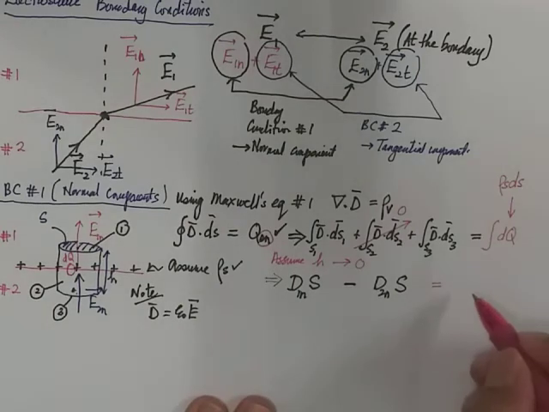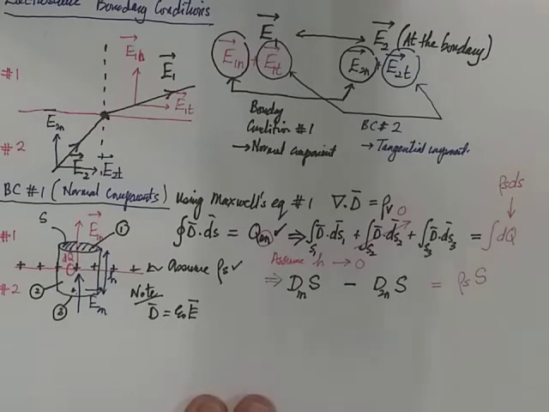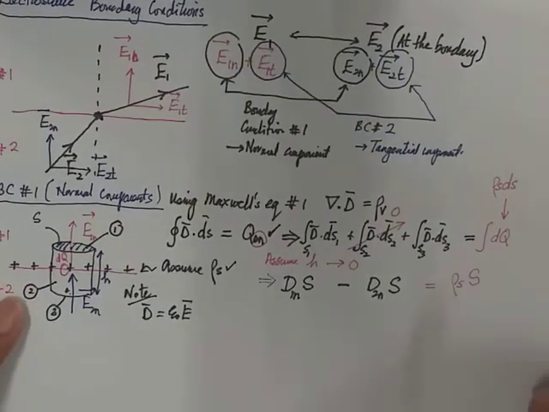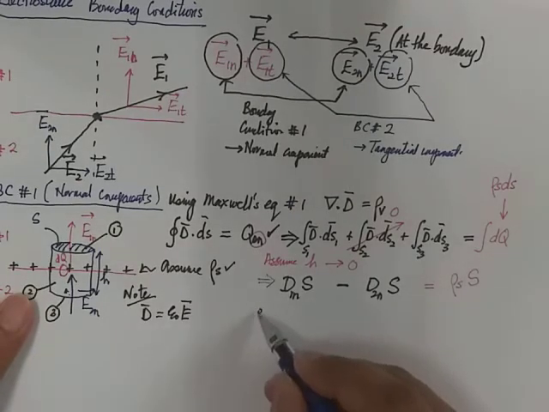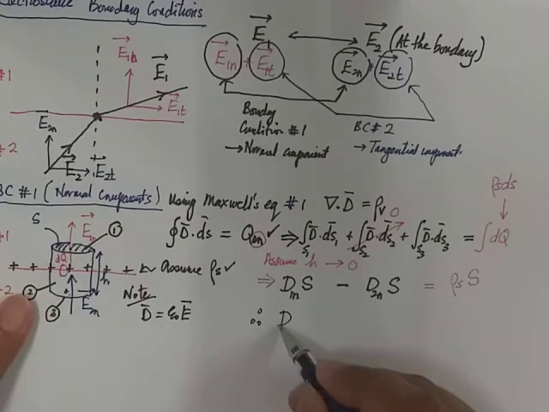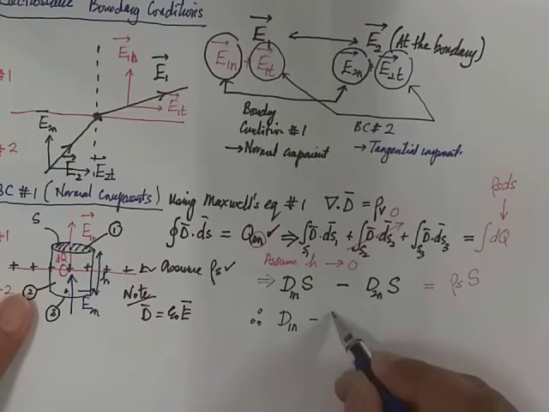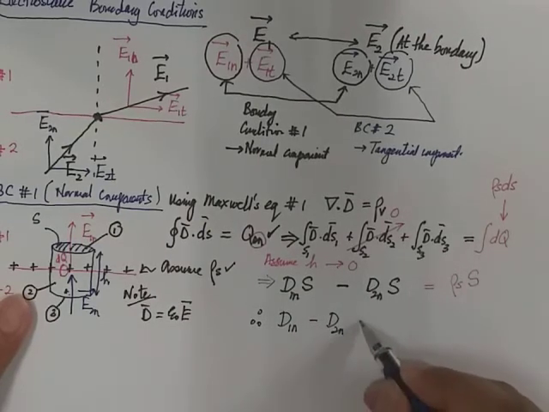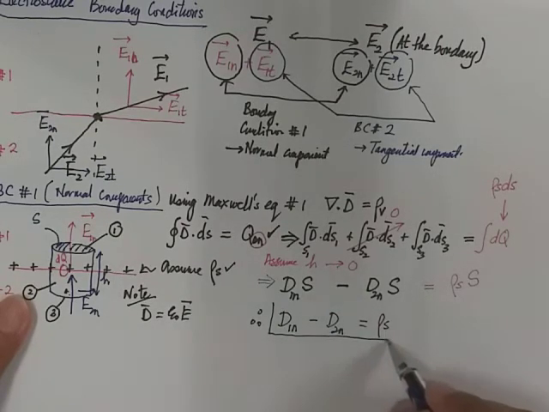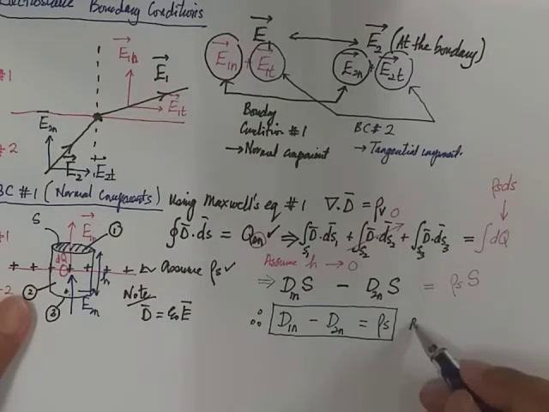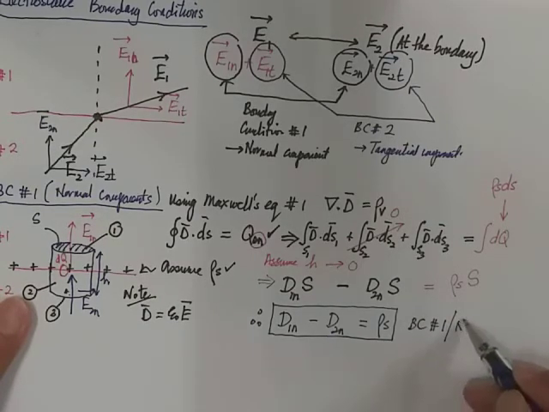So therefore, the final integration is going to be n with rho s multiplied with s. Okay, so our final normal component equation that we can conclude, D1n minus D2n, will be equal to rho s. So remember, this should be our boundary equation number 1. Boundary condition number 1, or we call it the normal component.